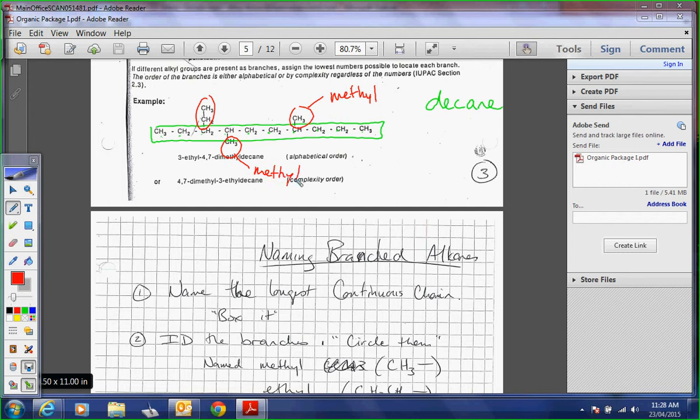What's this branch called? Ethyl. How many carbons are in that charm? Two. In a nice line. 1, 2. See that? So it doesn't matter about the hydrogens? It doesn't matter about the hydrogens, that's correct. So eth, because there's 2 carbons hanging off that charm.